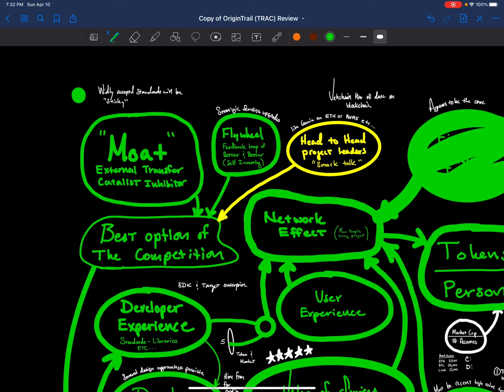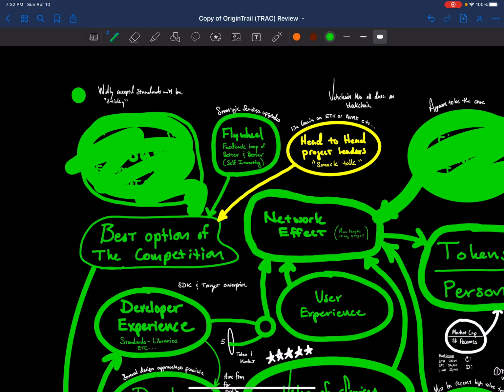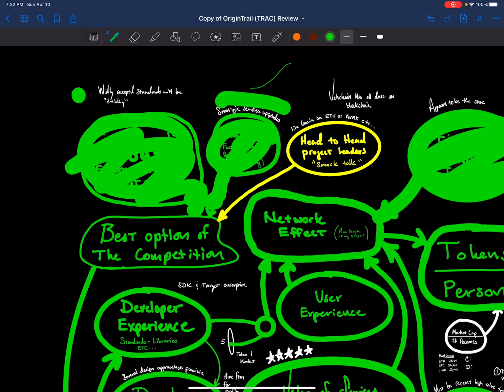Widely accepted standards will be sticky, so they will have a moat. Those who get accepted in their standards, or those businesses that become part of the system, will likely be stuck in those systems or will have a preference for sticking with it. Strategic service upgrades, so the flywheel. I do think, as Metcalfe's law states, that as they get more network effect, it has a feedback effect on the value of the system.